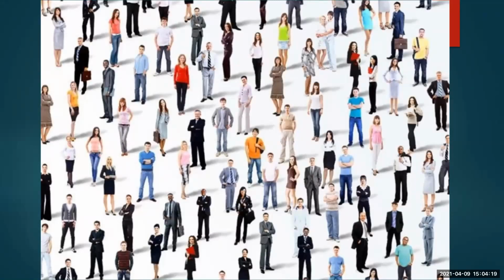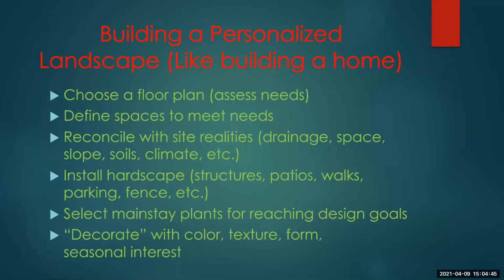Everybody is different. If you look at this picture, there's not a single person that looks exactly the same. They may have some things that they do the same, but there are other things that probably are not. So when you think of your landscape, it should be your landscape, not Jane Doe's or John Doe's. It should be yours. And so it's different strokes for different folks. So when you think about your landscape design, you should think about it like building a home. You are building a personalized landscape.